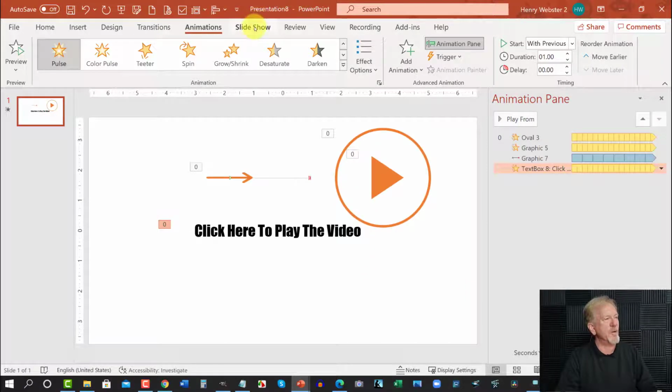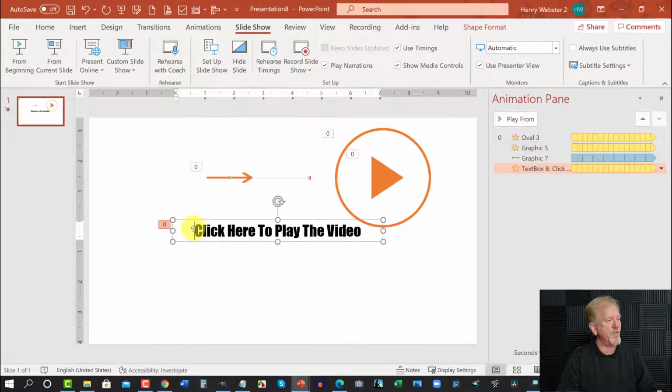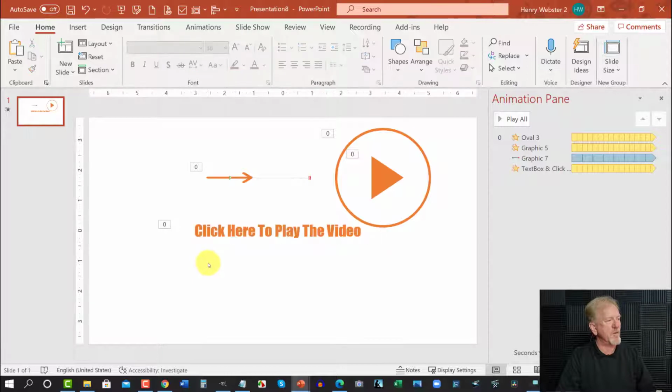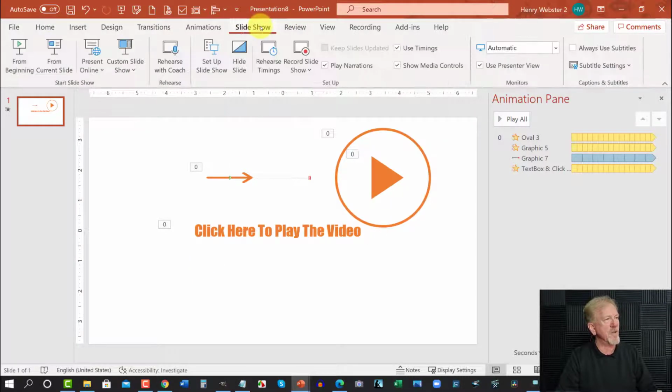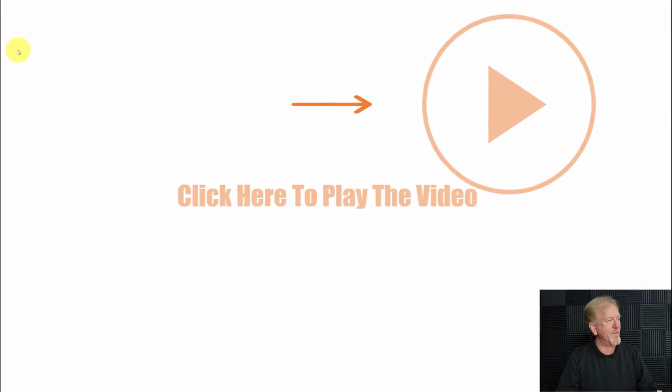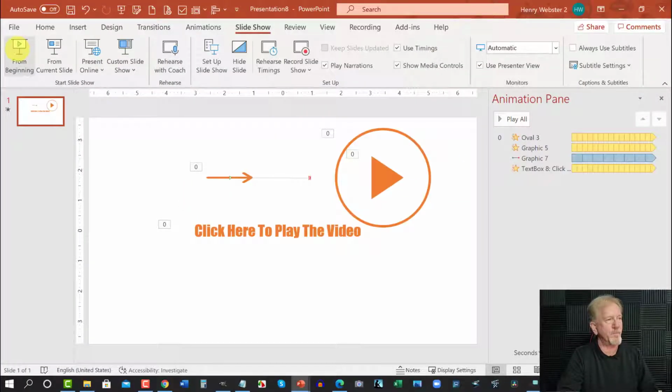So what does this actually look like when we get it started? Now before we go any further, I'm going to turn these letters into an orange color. Bang, it's now orange, and we should be right to go. Go over here to the slideshow section from beginning, and there we have it. That now lets you know what we want to do.